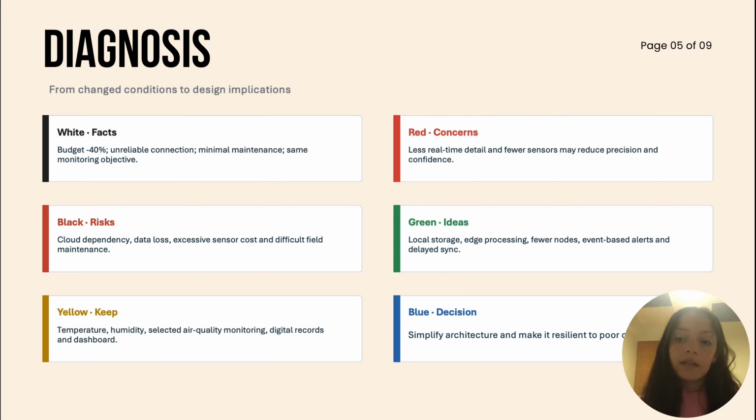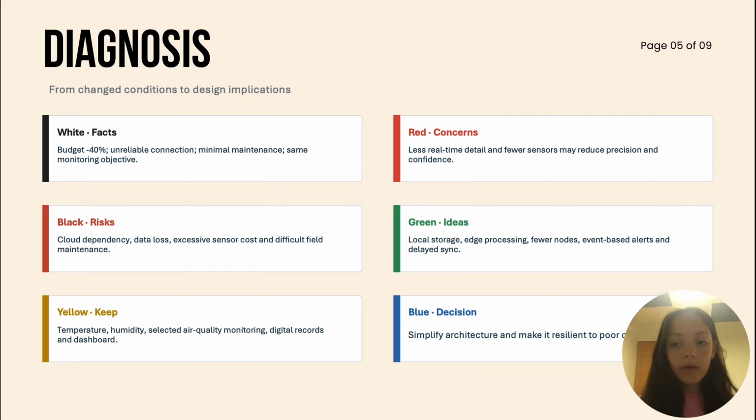With the yellow hat, I identified what should be kept. Temperature and humidity monitoring, selected air quality monitoring, digital records, and a dashboard for the user. With the green hat, I explored alternatives such as using fewer sensors in strategic locations, storing data locally, adding edge processing, and sending periodic summaries or alerts instead of continuous data.